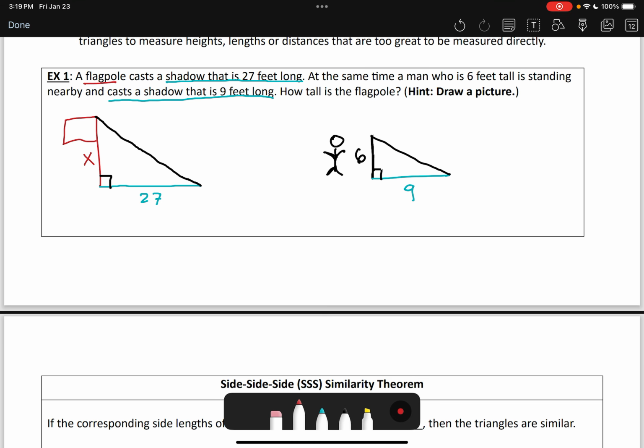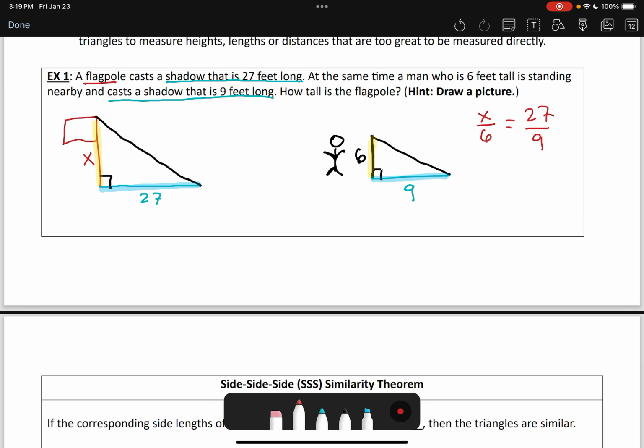Well, what we have here is a situation of similarity. And if we're going to solve for x, the height of that flagpole, then we can look at setting up our corresponding sides. Well, the height here would correspond to the height of the man, and the shadow of the flagpole would correspond to the shadow of the man. So this can help us set up a ratio, and specifically a proportion. If we were to look at finding x, I can say x over 6, which would be the height over the height, or yellow over yellow, would be equal to the shadow over the shadow, which would be 27 over 9. From there, we cross multiply.